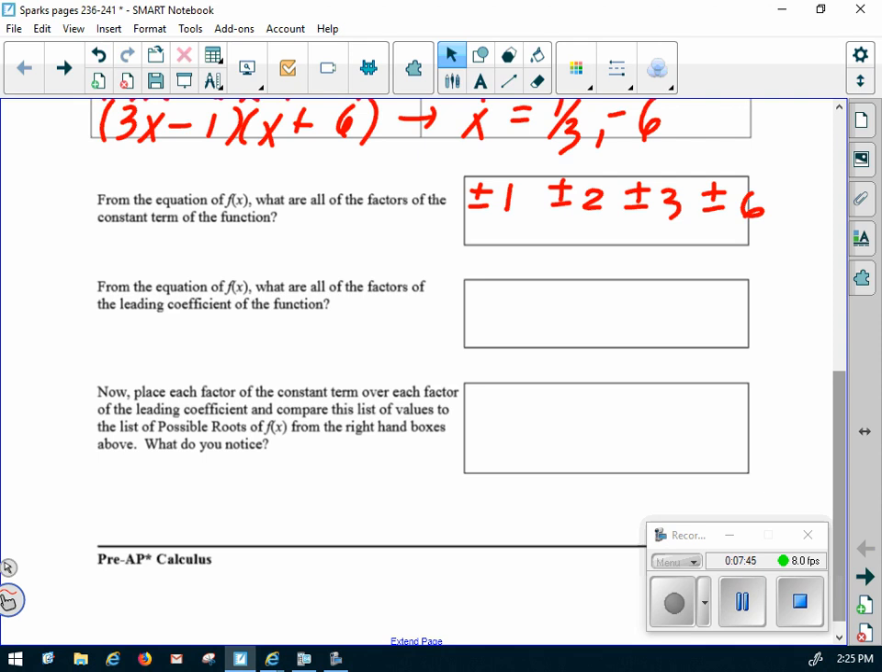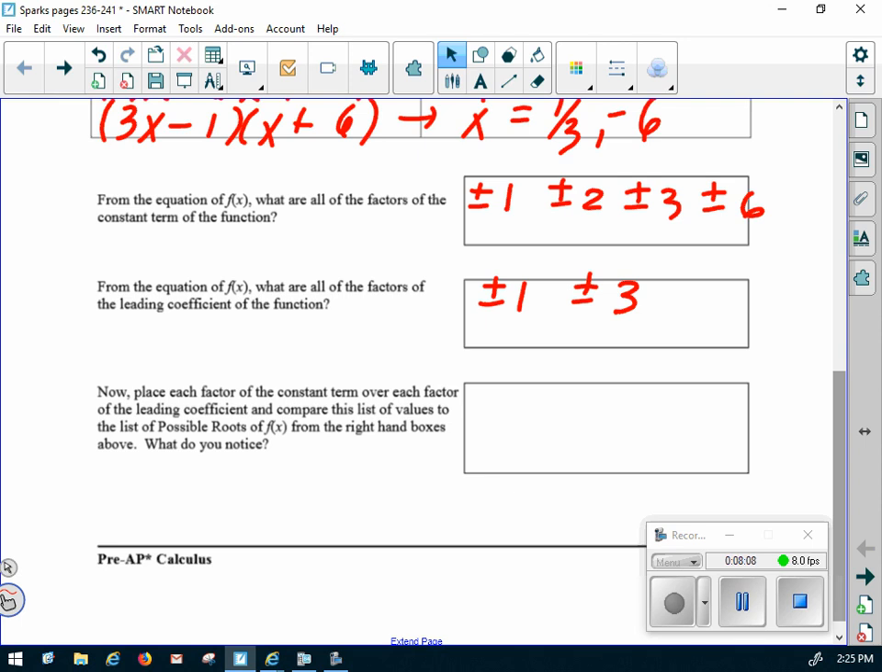From the equation, what are all the factors of the leading coefficient, which I believe was 3? What are all the numbers that will go into 3? 1 and 3, so plus or minus 1 and plus or minus 3. Again, because positive 3 will go into 3 and negative 3 will go into 3.